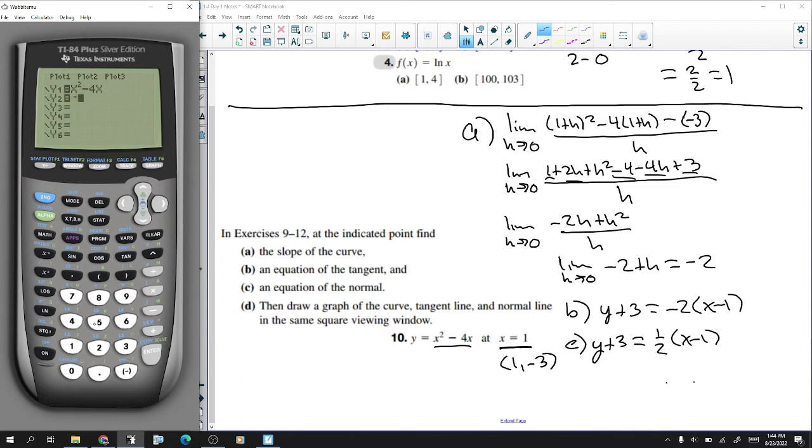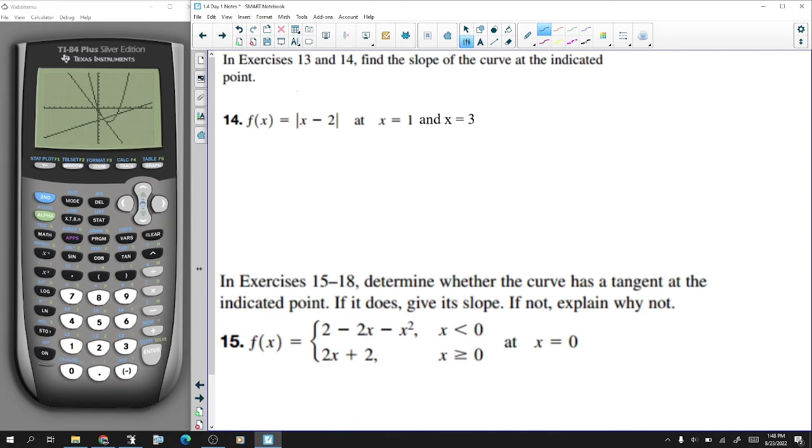And then let's do this. We're gonna go negative 2 times x minus 1, and we'll just minus that 3 over. That's the tangent line, and this is the normal line. 1 half times x minus 1, and then minus 3. Zoom 6. So here's the parabola coming. There it is. There's the tangent line, and here is the normal line.